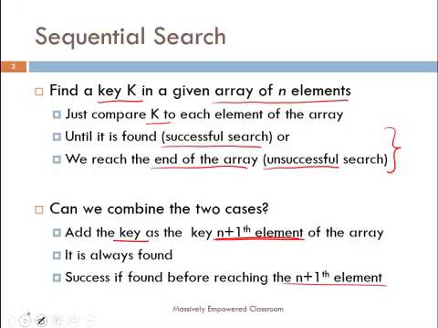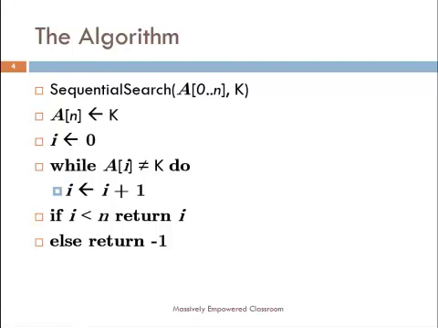Let us try to write an algorithm for this. Sequential search takes an array of elements 0 to n and the key k which we are trying to find. With the modification I suggested, we first write the key k as the n plus 1th element of the array. So you notice that this array now has n plus 1 elements, 0 to n instead of 0 to n minus 1. We assign k to the n plus 1th element of the array, and we start at the beginning. I equals 0 means we start at the beginning.